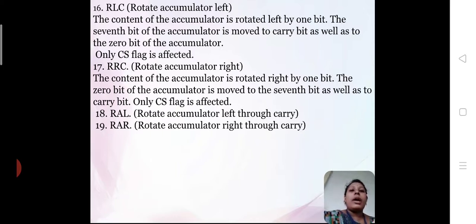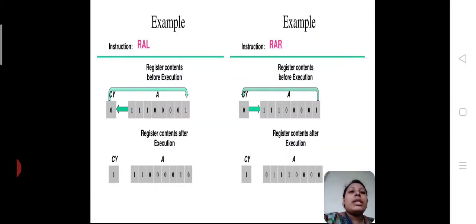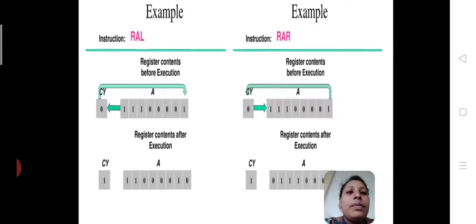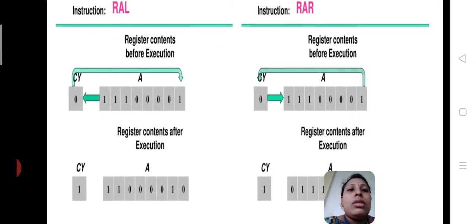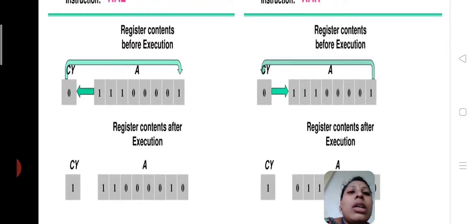Let's see examples of RLC, RRC, RAL and RAR. First let's see the RAL and RAR instructions. Here we are giving the register contents before execution. The accumulator data is 1110 0001. We are giving the RAL instruction, which rotates left by 1 bit, and the carry bit is moved to the LSB. The MSB is moved to the carry bit.